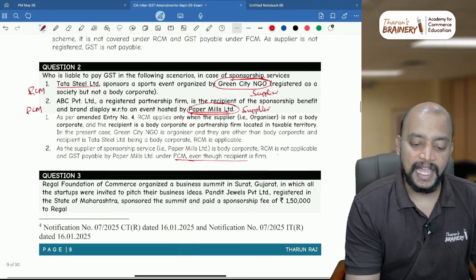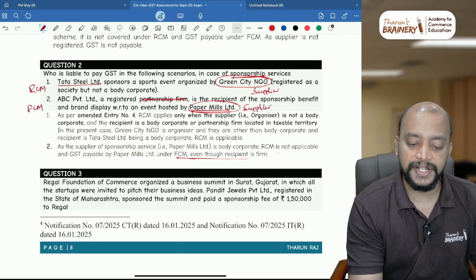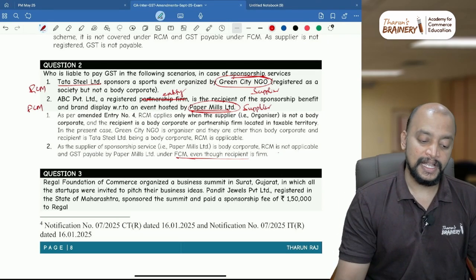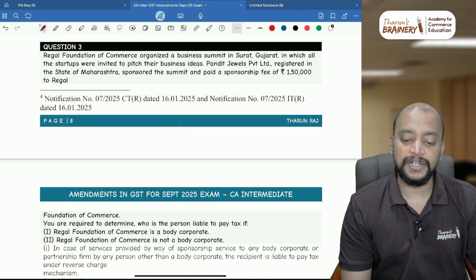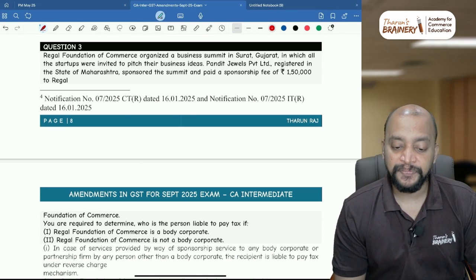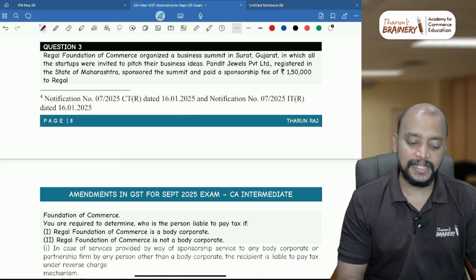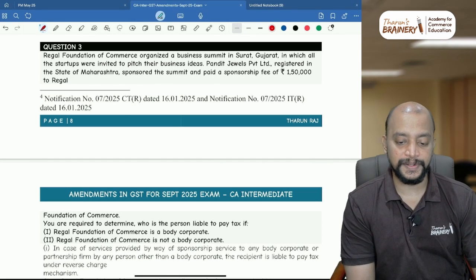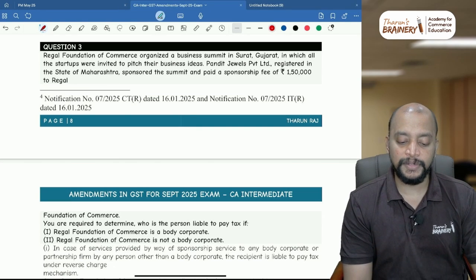So basically ABC Private Limited, a registered entity, is the recipient of sponsorship services. Then Regal Foundation of Commerce organized a business summit in Surat, Gujarat, in which all the startups were invited to pitch their business ideas. Pandit Jewels Private Limited, registered in the state of Maharashtra, sponsored the summit and paid a sponsorship fee of 1,50,000 to Regal Foundation of Commerce. You are required to determine who is the person liable to pay tax if Regal Foundation of Commerce is a body corporate.